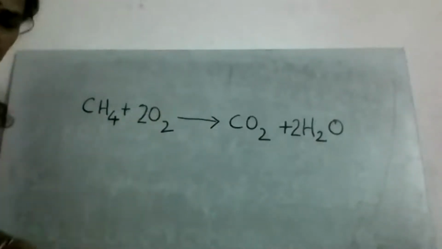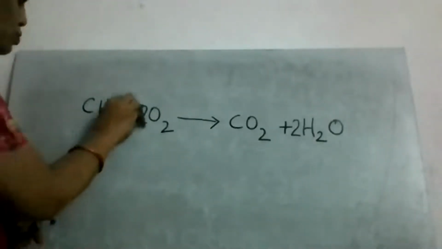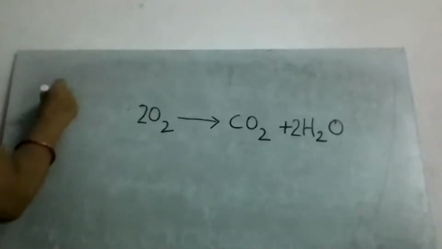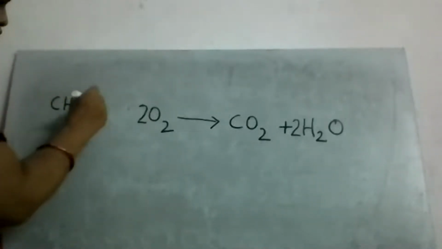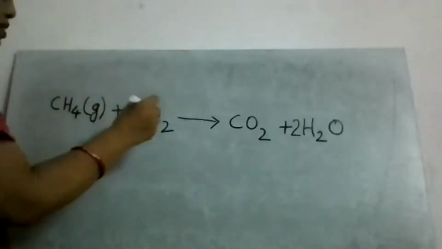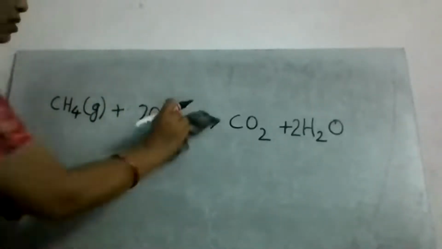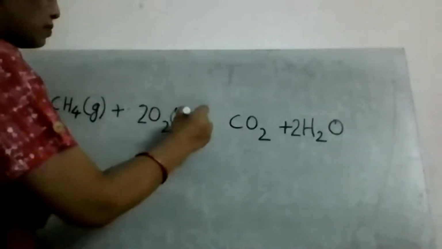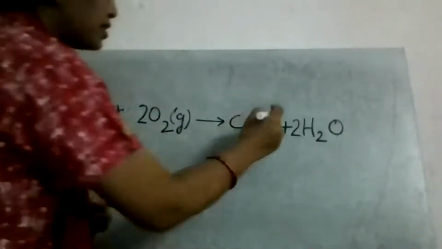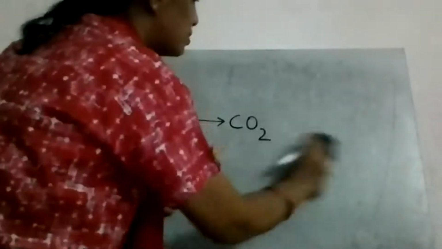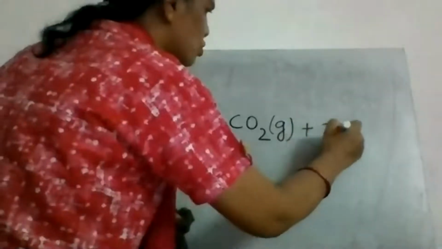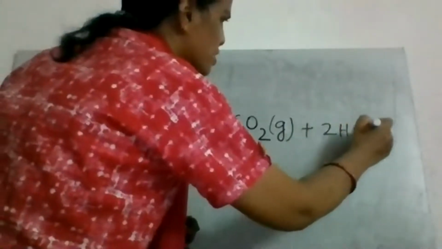You can also write the state of these species. So here I write CH4 in brackets as gaseous state, plus oxygen in gaseous state, carbon dioxide in gaseous state, plus 2 moles of water also in gaseous state.